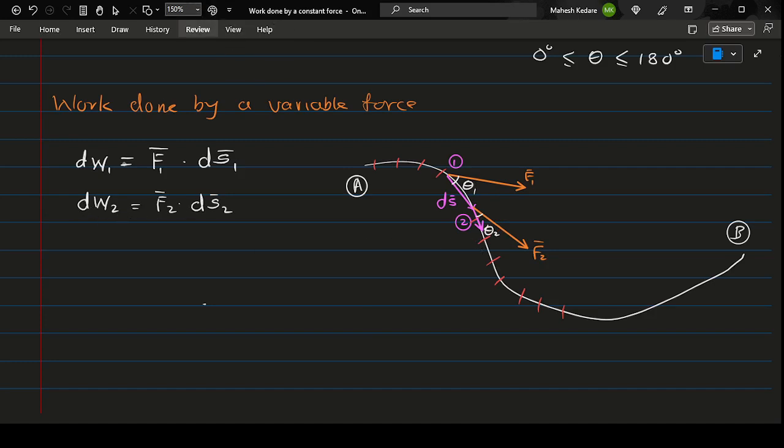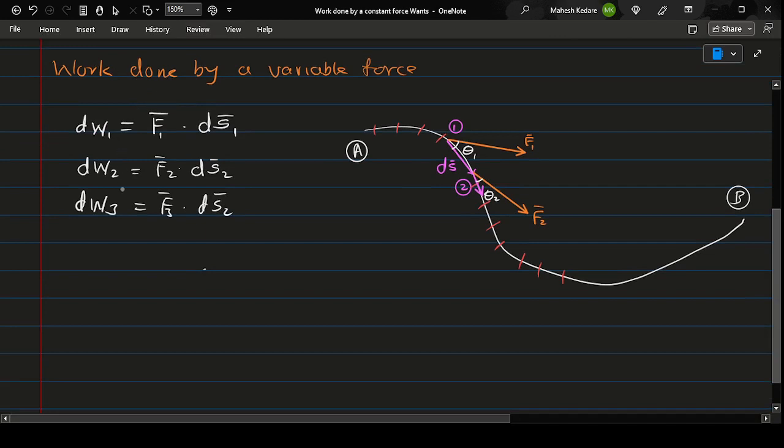Now we move to the third displacement. In the third displacement, the work done is dw3 equal to F3 bar dot ds3 bar. In this way, we can calculate the work done in each of all the small displacements. So we get the series of work done in various displacements.